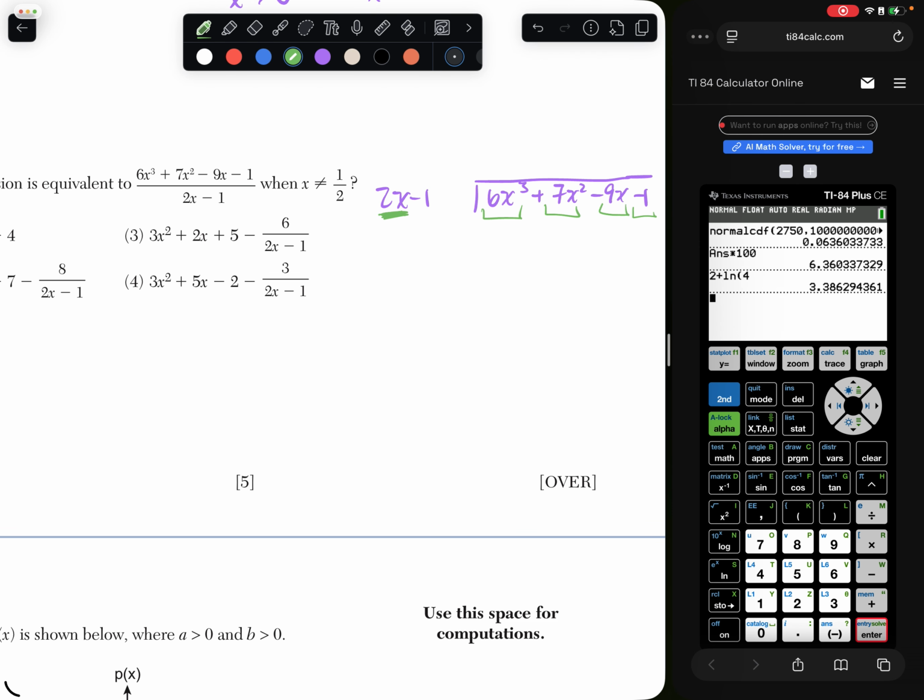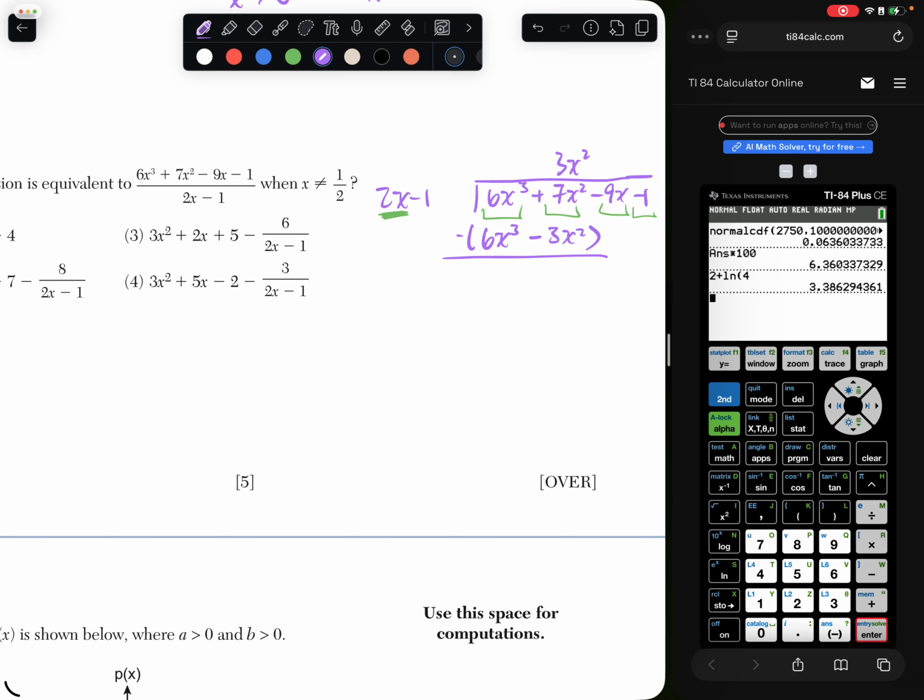So first, let's look at 6x cubed. I want to see how I go from 2x to 6x cubed. I will multiply by 3x squared, and then this would be 6x. So I'm going to multiply this out. Then this would be 6x cubed minus 3x squared, and I'm going to subtract it.